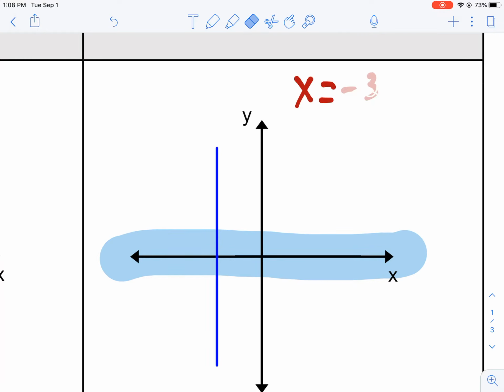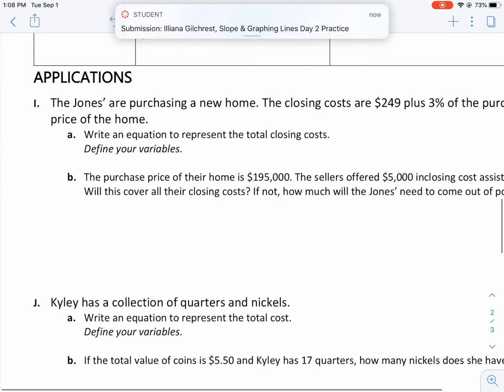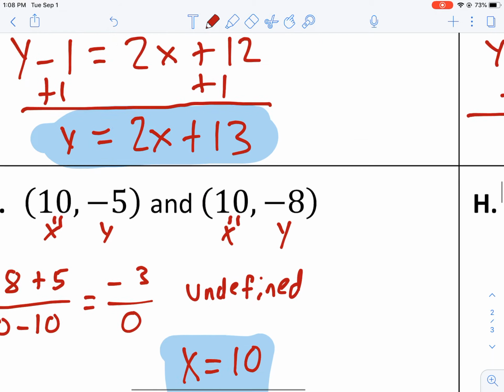So if you remember, we talked about this in our notes, undefined is going to be x equals. So x equals what, right? How do we know what x equals? Well, look at your points, right? X equals 10. It doesn't matter what the y value is, x is staying at 10. So our equation is x equals 10. And if you forget whether it is undefined x or undefined y, just look at your points. What value is not changing, right? Your x value is staying at 10, so your equation therefore is x equals 10.